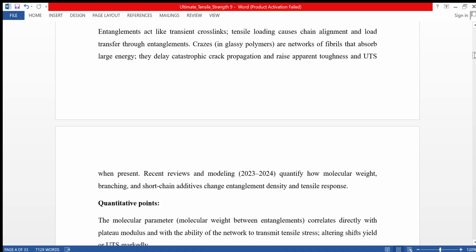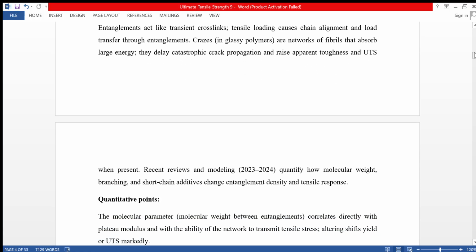Next point is micro mechanisms. Entanglements act like transient cross-links; tensile loading causes chain alignment and load transfer through entanglements. Crazes are networks of fibrils that absorb large energy, delay catastrophic crack propagation, and raise apparent toughness and UTS when present. Recent reviews and modeling quantify how molecular weight, branching, and short chain additives change entanglement density and tensile responses.